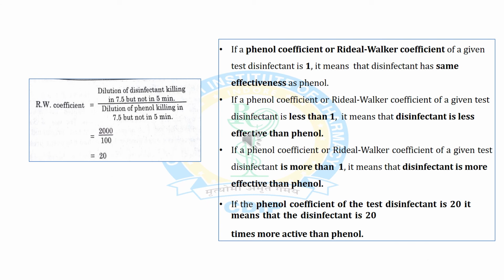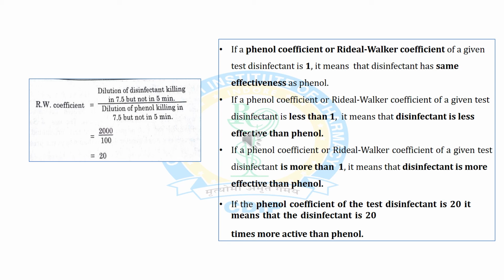So this is the formula for the Riedel-Walker coefficient. Riedel-Walker coefficient equals the dilution of disinfectant killing in 7.5 but not in 5 minutes, divided by the dilution of phenol killing in 7.5 but not in 5 minutes. So the data will come.